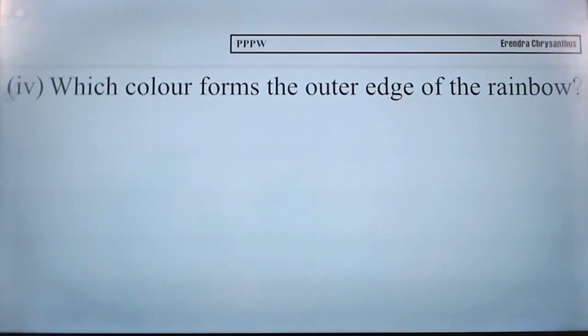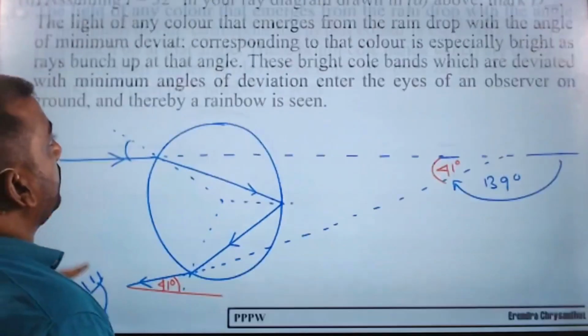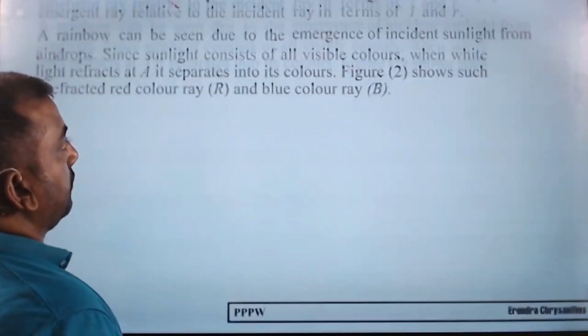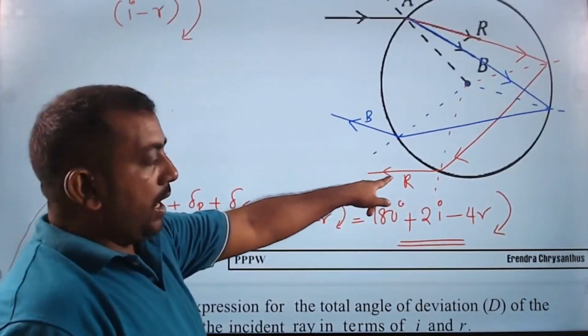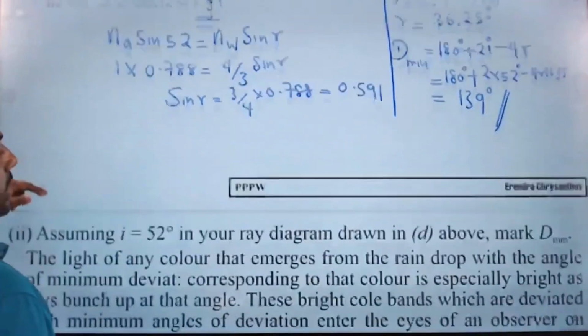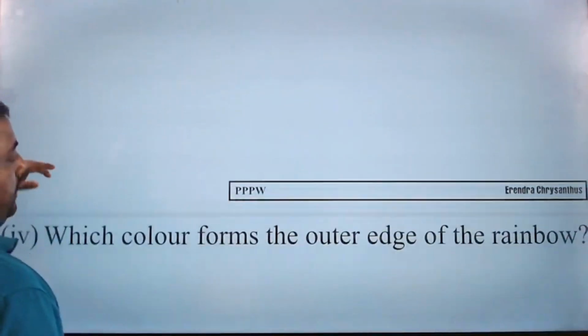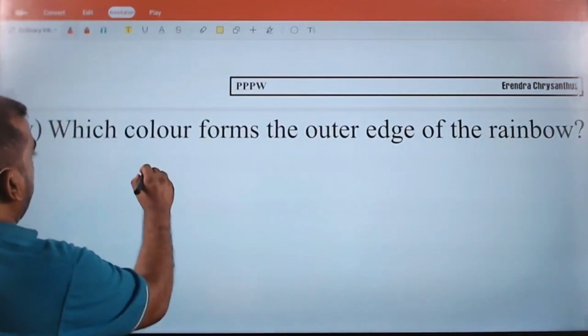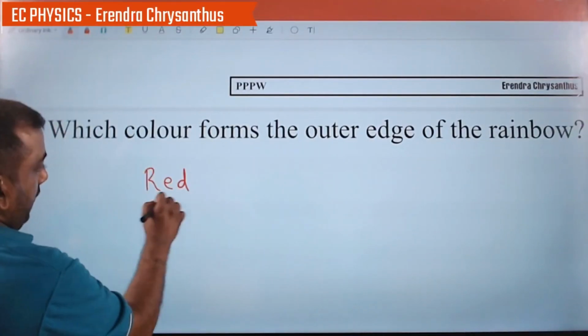Which of the colors forms the outer edge of the rainbow? So what will form the outer edge? The outer edge is red color. So here you can directly write red color.